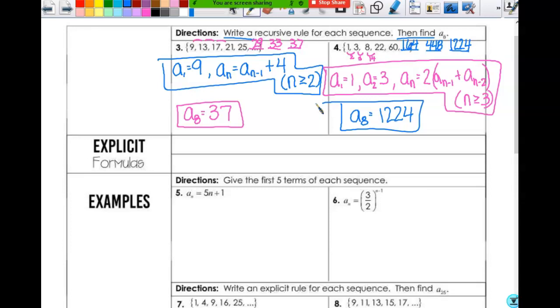What questions do you have? Okay, so those are recursive formulas where you have to have the terms before it. Let's look at explicit formulas.